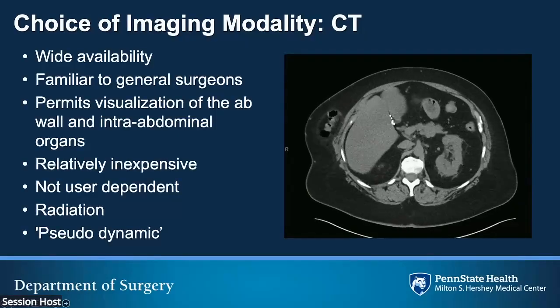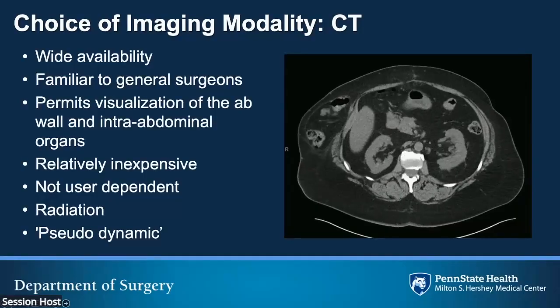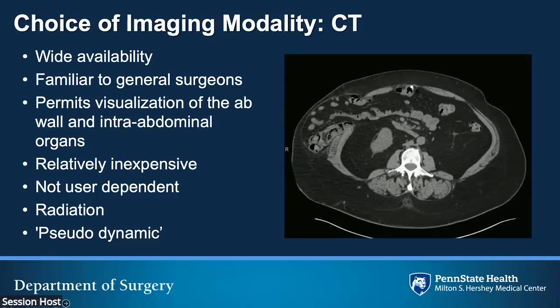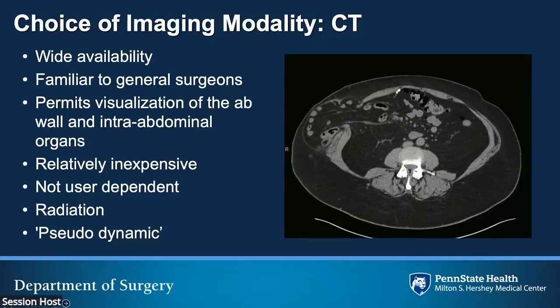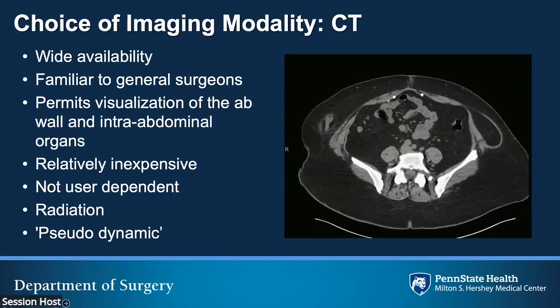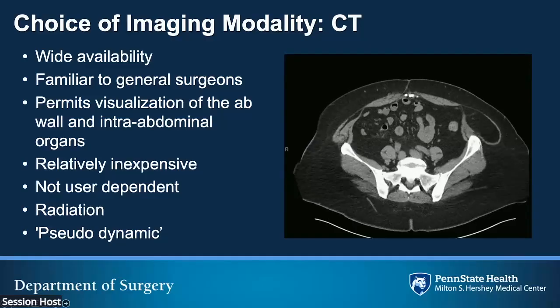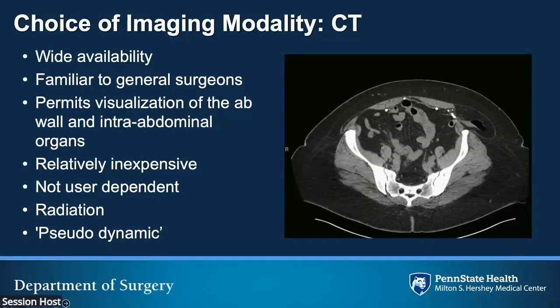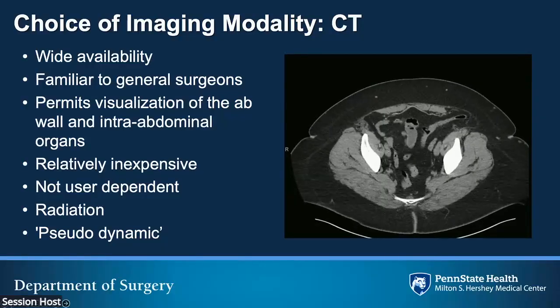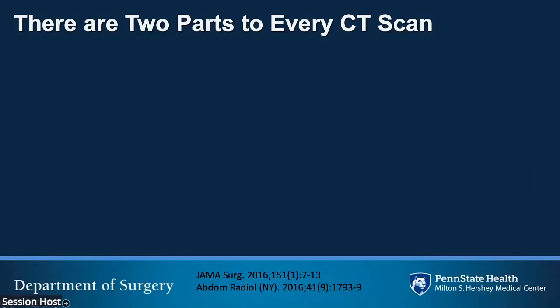So we're going to focus specifically on CT scans for the purposes of this talk. And I think the things that people know, it's widely available. We as general surgeons look at them for a lot of different reasons. They're not particularly expensive in the grand scheme of imaging studies. And what I like about them is they are not user dependent. And I'm going to explain what that means in a few minutes, as well as what I mean by pseudodynamic. Not user dependent means two things. This is probably the most important slide here.